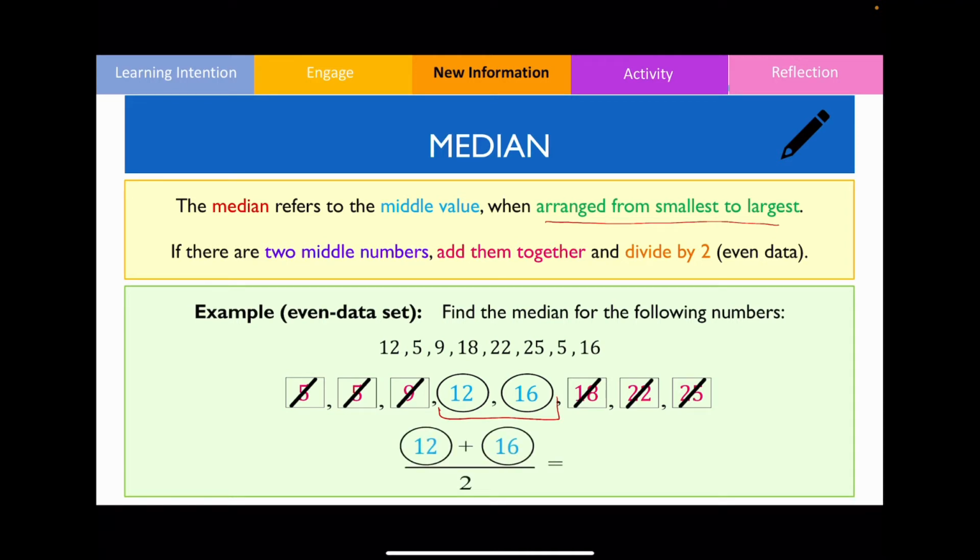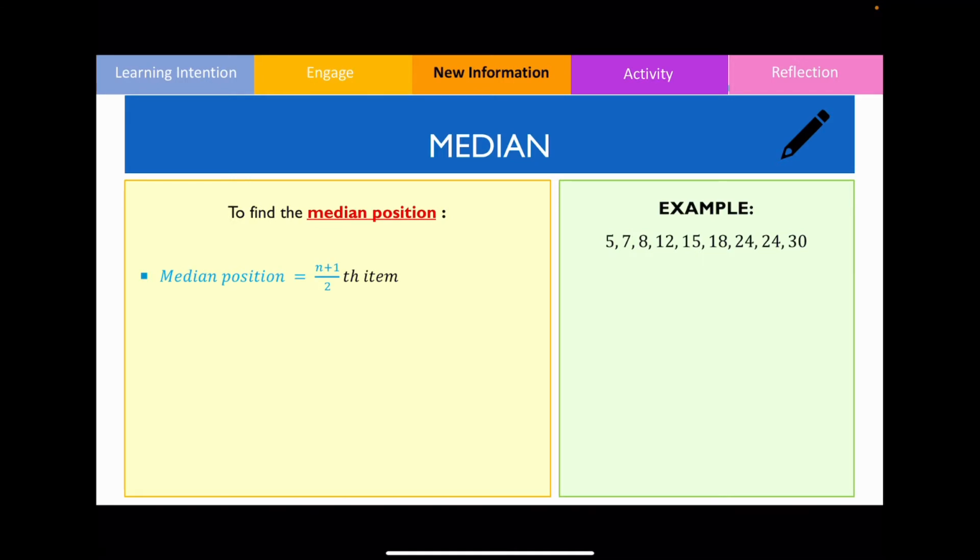And in doing so, you're going to get an answer of 14. So that is the median value for this dataset over here. There's also another way for us to find out the median, and this is done by finding out what is the median position. The median position can be found by applying this formula over here.